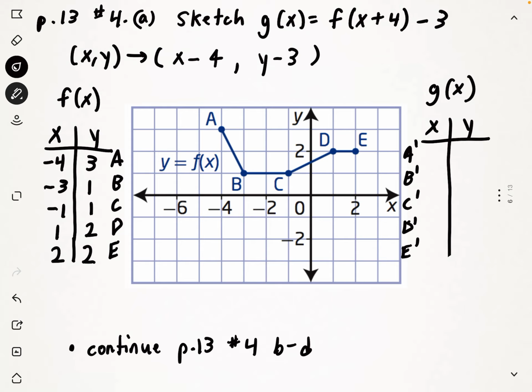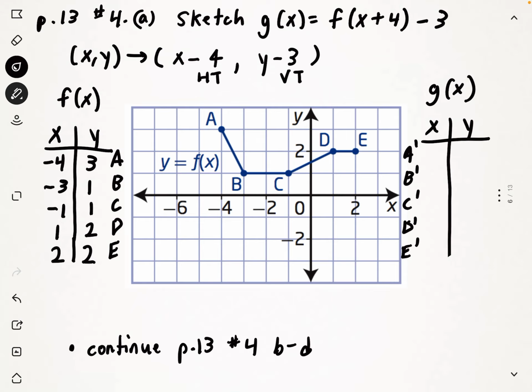So we know we have a horizontal translation of 4 units to the left and a vertical translation of 3 units down. So we're taking this graph that we have in front of us and we're moving it 4 units left and 3 units down.